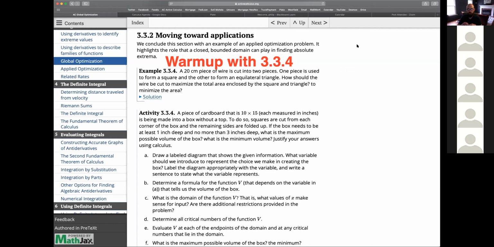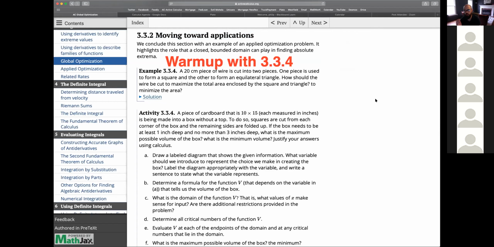So we are only a few class periods away from the end of the semester. And today we're going to be finishing up section 3.3. The students who are here live have been thinking about problem 3.3.4, which is the start of what we call applied optimization. You can see here it says moving toward applications, and in our next section, it's all going to be about applied optimization problems.